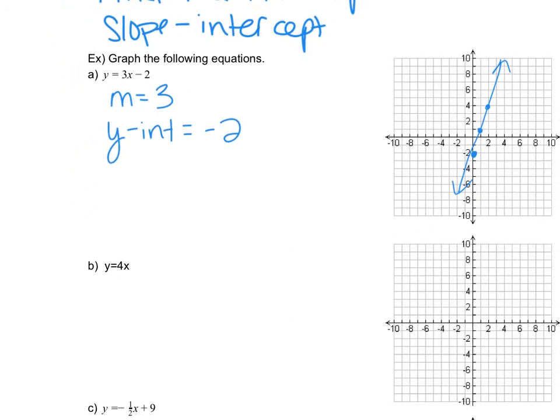All right, this next one, the slope is 4. The y-intercept, well, there's nothing here, so it's like plus 0. So this y-intercept is 0. Put a point at 0, go up 4 over 1, up 4 over 1, connect them, draw your arrows.